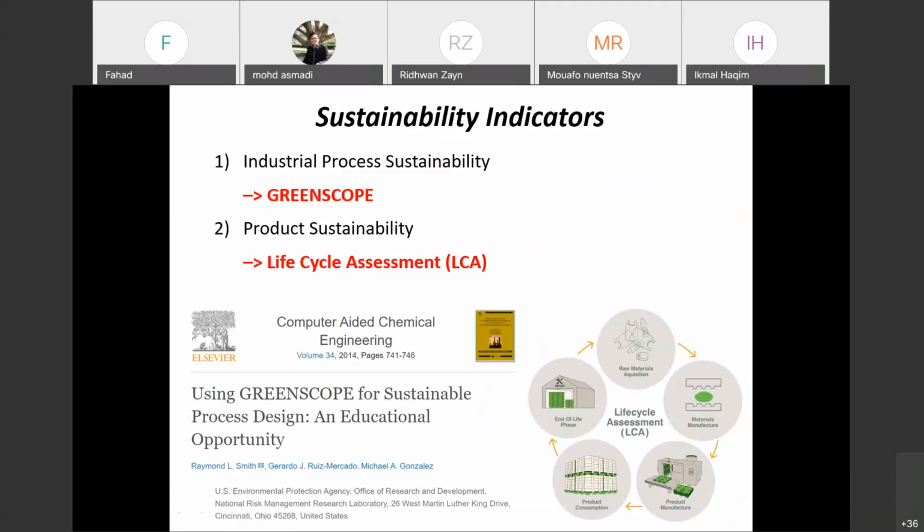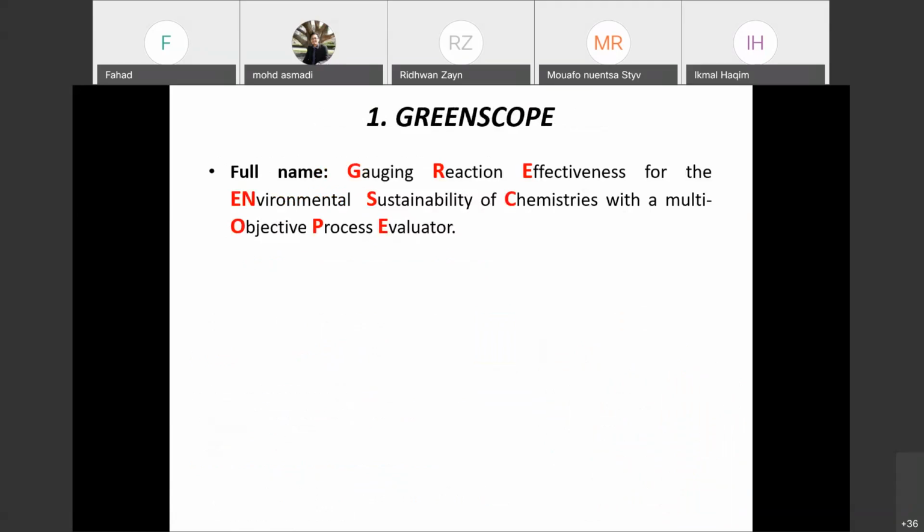And the second is product sustainability, life cycle assessment. For every process, especially biofuel production, mostly we do life cycle assessment. This is the method to measure the sustainability.